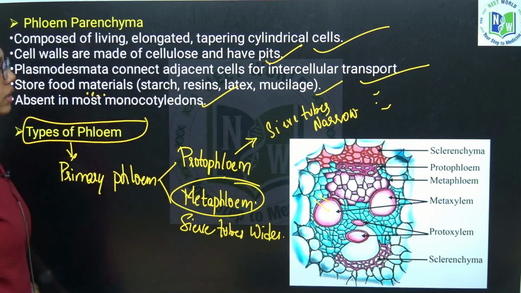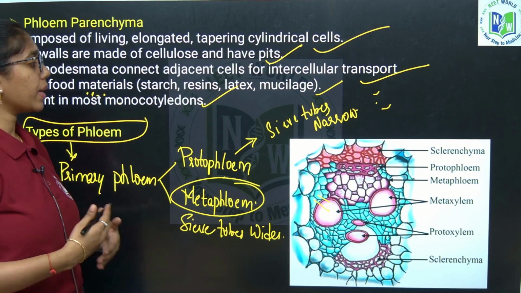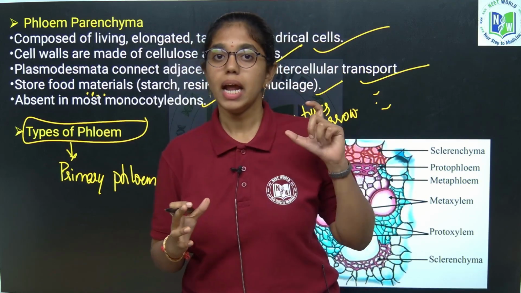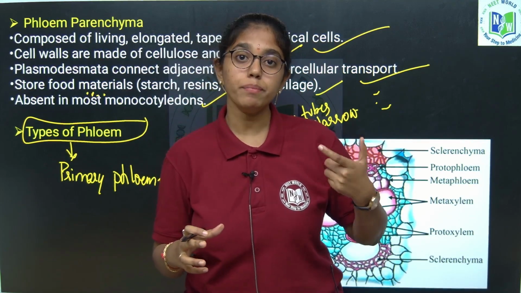So yes, this is all about tissues. In the coming class, we will learn better about tissue systems and a proper comparison between dicot and monocot stem, root and leaf.